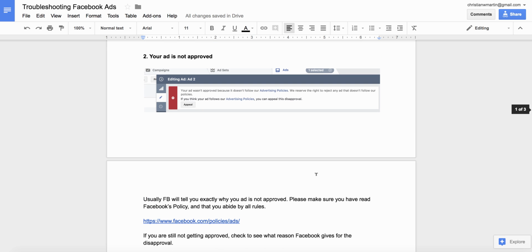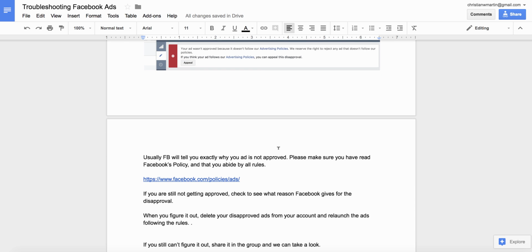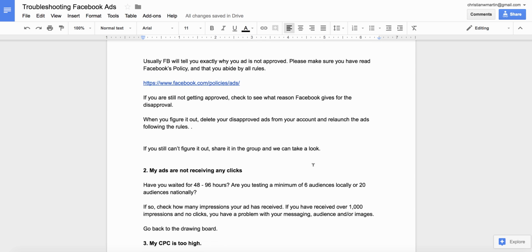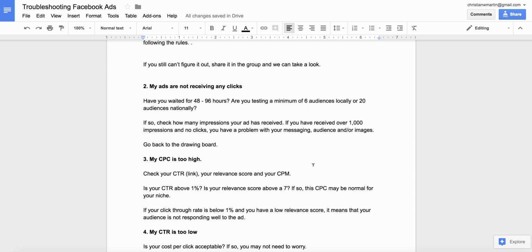So did you read through those policies? Did you double and triple check that you're abiding by the rules? If so, and your ad was not approved, see if Facebook tells you why. And if they do, make the changes to your ads, delete the disapproved ads, launch a new ad set, and make the changes to the ads and try again. And if you get disapproved again at this point, you can share your ads in the group. We can take a look and see if we can figure it out.